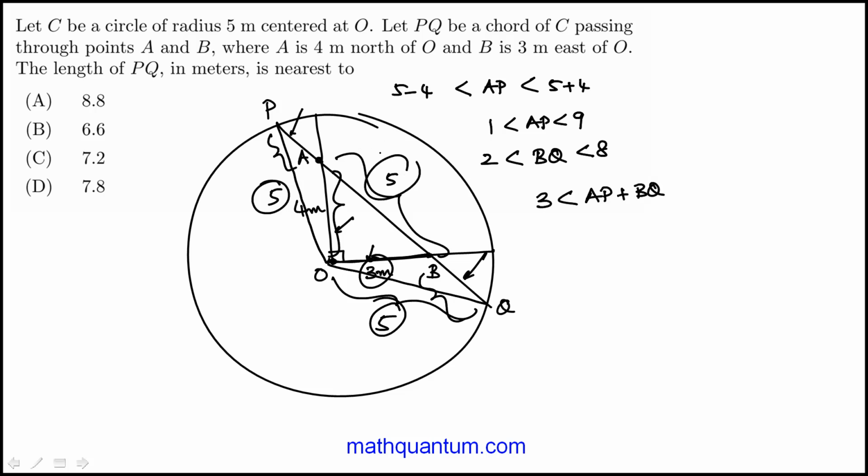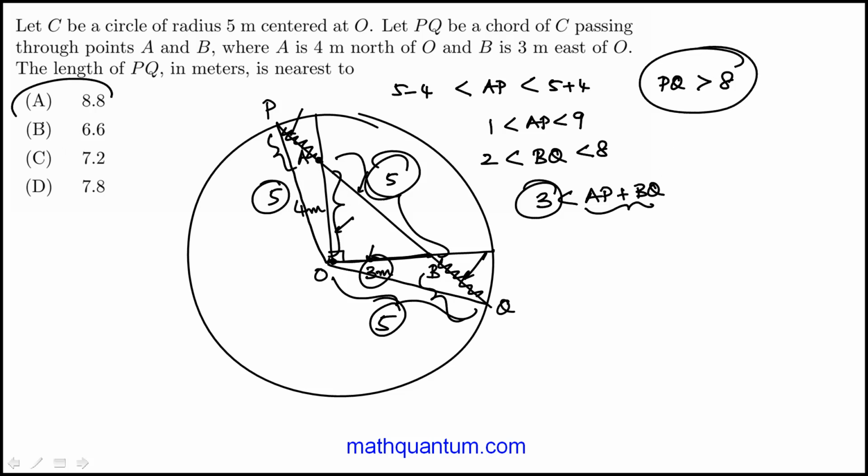Note AB is 5, so I know PQ has to be greater than 8. That's the lower limit for these two segments here. And then 5 we already know. So the answer has to be greater than 8.